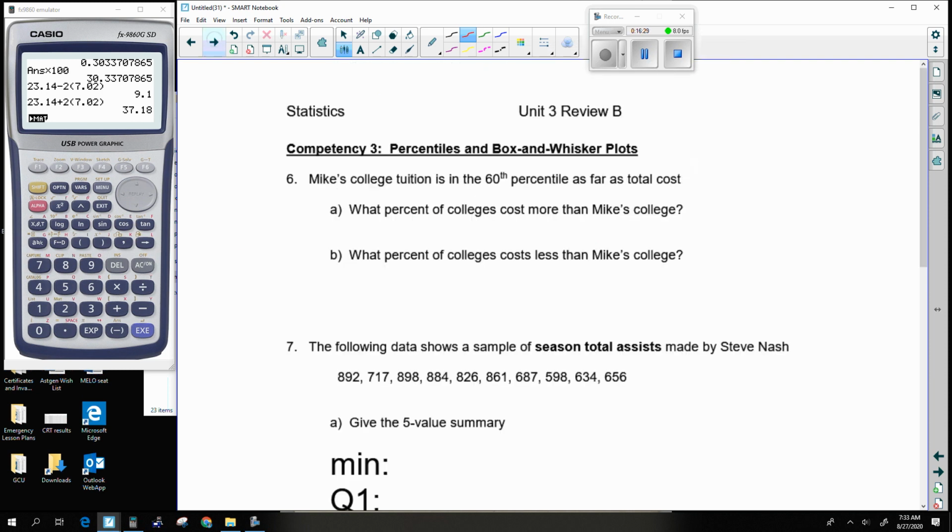All right, last page. We begin with the percentile. The percentile, again, is like a scale from 0 to 100. And I see that Mike is at the 60th percentile. That means that there's 60 below and 40 above. So that is our setup. So what percentage of colleges cost more? That'd be 40%. What percent of the colleges cost less? That'd be 60%.